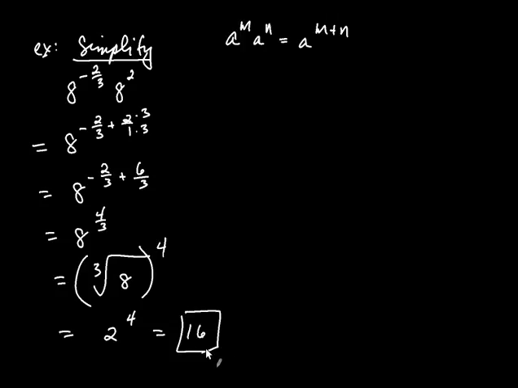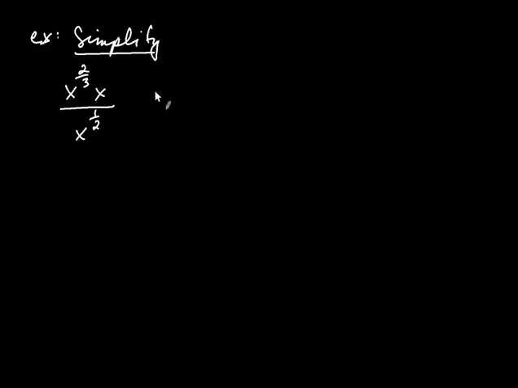Okay, let's try another one like that. Let's simplify x to the 2/3 times x divided by x to the 1/2. So once again, I'm going to multiply these together, and I do that by adding their exponents. So this is the same as x to the 1st. We can write that in if we want. So this is going to be x to the 2/3 times x to the 3/3 over x to the 1/2.